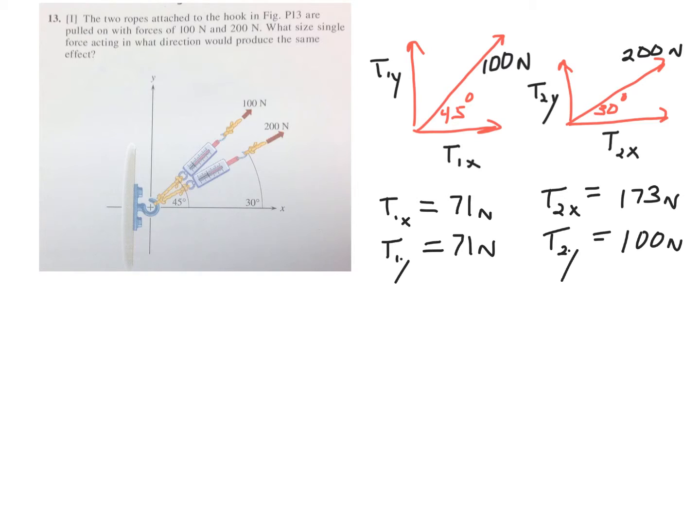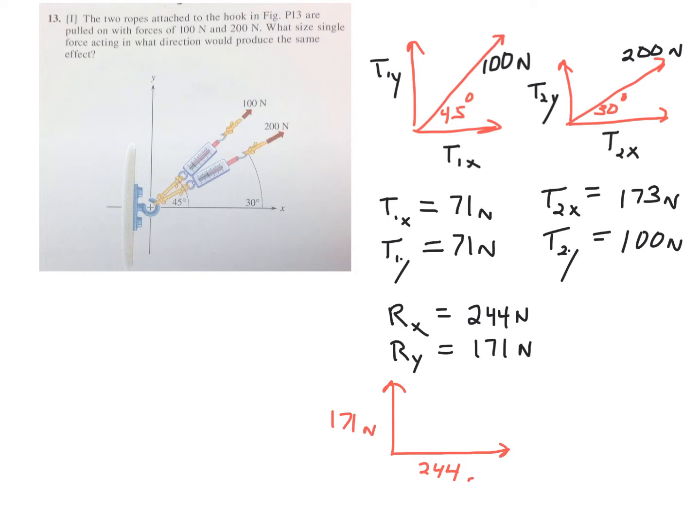You add the two x components up, so the resultant in the x direction will be the 71 plus 173, which is 244 newtons. And the resultant in the y direction will be 171. And then you just draw your resulting vector. I can draw it like this. Well, I'll use red. So I have x is 244, and the y is 171 newtons.